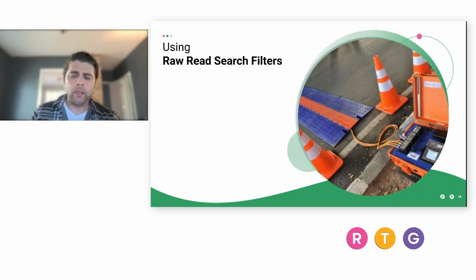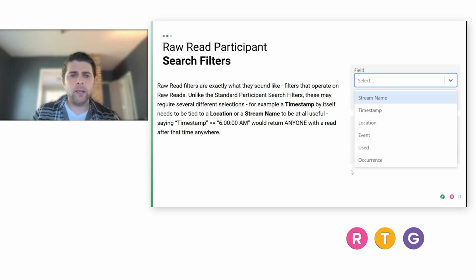The other component of data actions is the raw read search filter. The raw read filters are pretty much exactly what they sound like. They're filters that operate on the raw reads rather than the participant registration data. So unlike that participant search, these do require several different selections. For example, if you just chose a timestamp greater than 6 a.m., that would be any read anywhere greater than 6 a.m. So you do need to cut that down by including a filter for location or stream name for it to be useful.